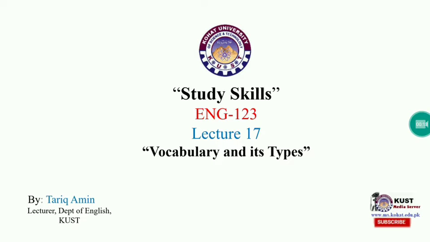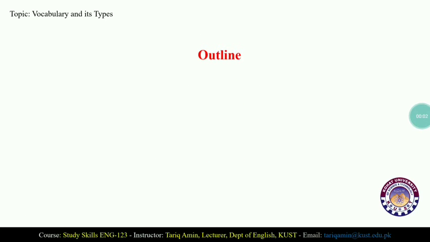Our today's topic is vocabulary and its types. This is lecture number 17. Lecture outlines include vocabulary. First of all, we will discuss vocabulary. We will define it. After that, we will discuss different types of vocabulary. There are different types of vocabulary. We will discuss them. And then we will discuss aspects of knowing a word. And then at the end of the class, we will discuss importance of vocabulary.